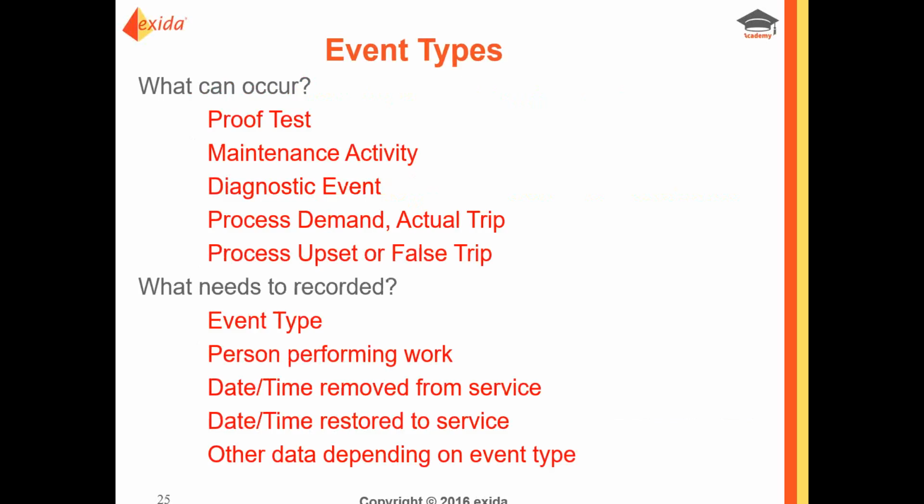What type of events should be recorded? Well, it's more than just a shutdown. It's more than just when a problem becomes well known. It's a proof test. It's, of course, any maintenance activity, including calibration. It's any diagnostic events when an automatic piece of diagnostics tells you there's a problem. It's a process demand and an actual trip. And it's also important to record process upsets or any false trips.